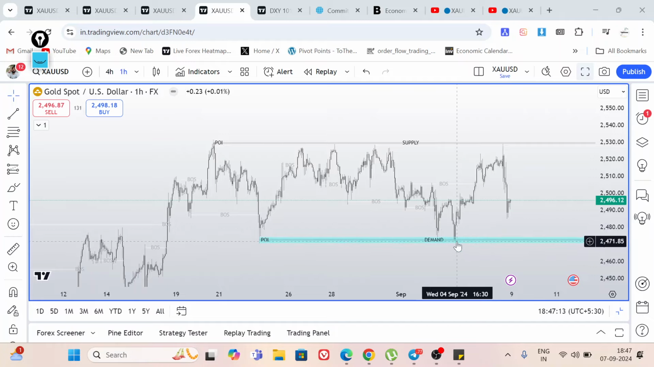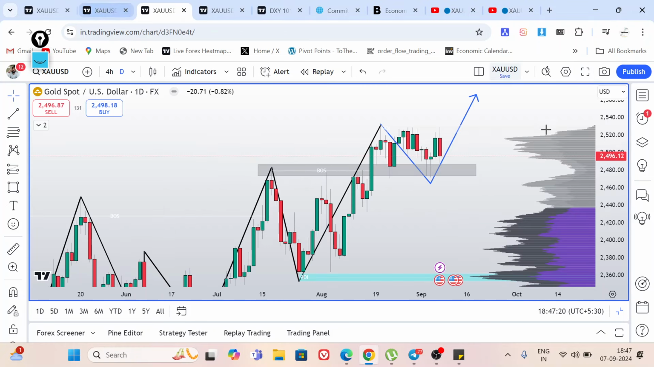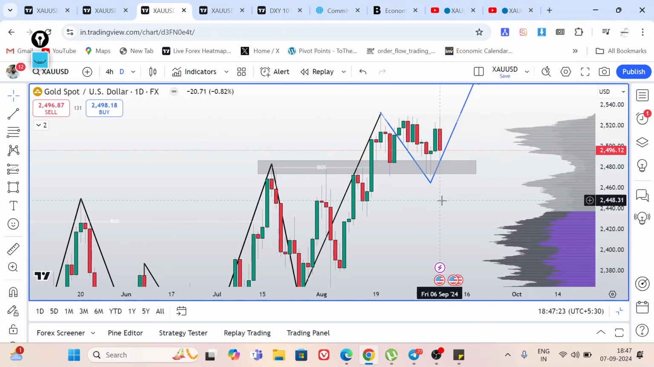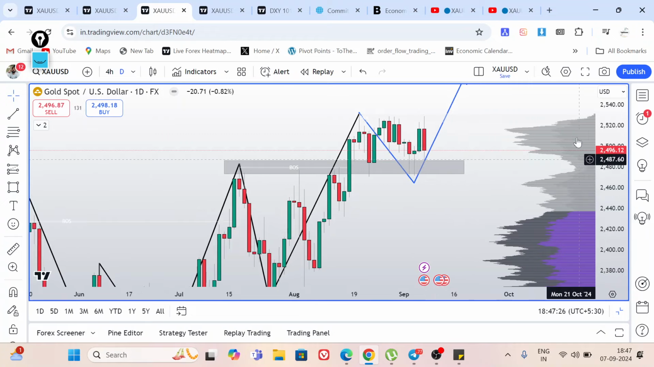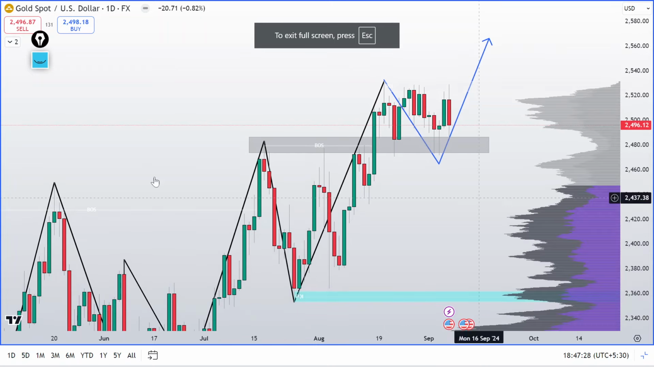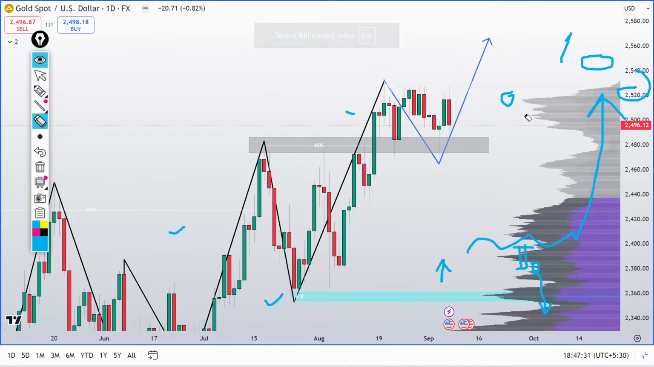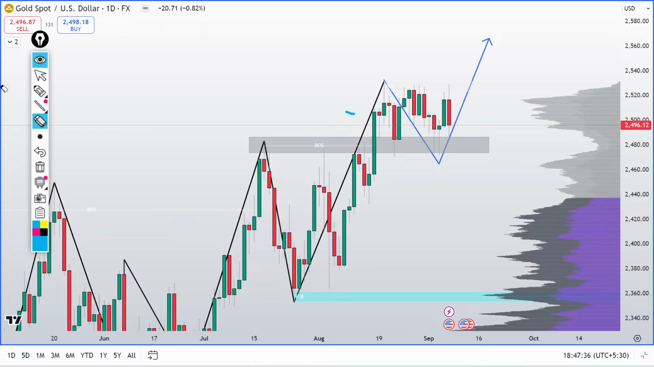Suppose this level breaks down by price, like if price breaks down from 2470, then what is the support on the lower side? If we consider the volume profile here, we already discussed this in the previous prediction video also. If price breaks down from 2470-2471 roughly, then the next support is around 2460, this high volume area, 2465 to 2460.